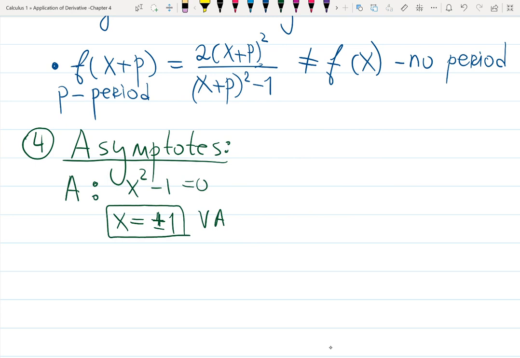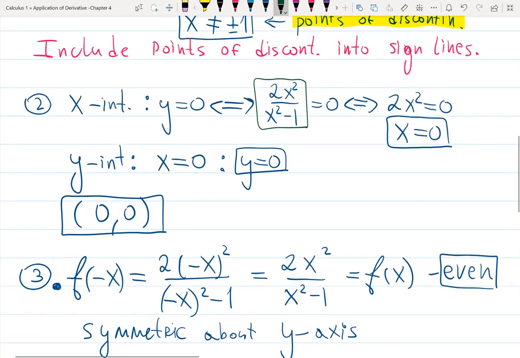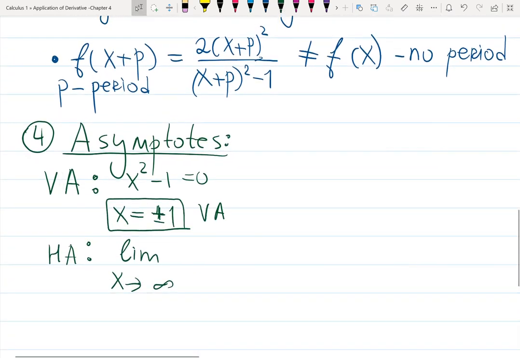Horizontal asymptotes, to find them, no, that's VA. For horizontal asymptote, you need to set up the limit and basically check what your function is doing in the long run, plus infinity and minus infinity. Let's see, 2x squared over x squared minus 1. Do you remember limits? I hope you do, because the answer is 2.